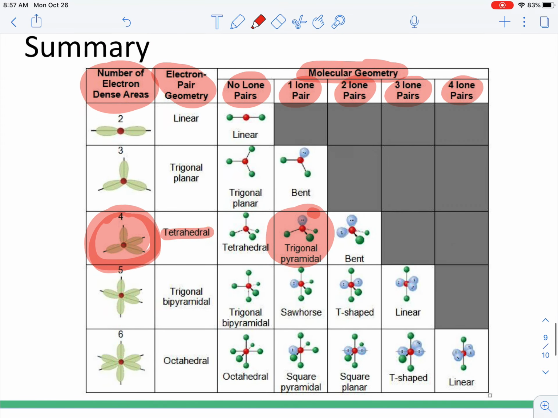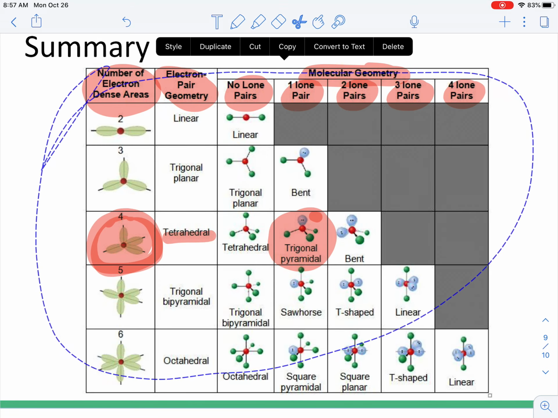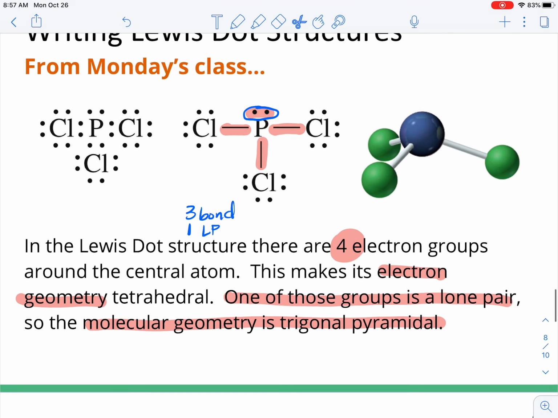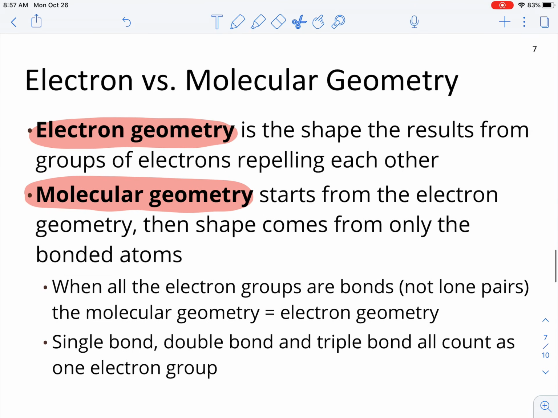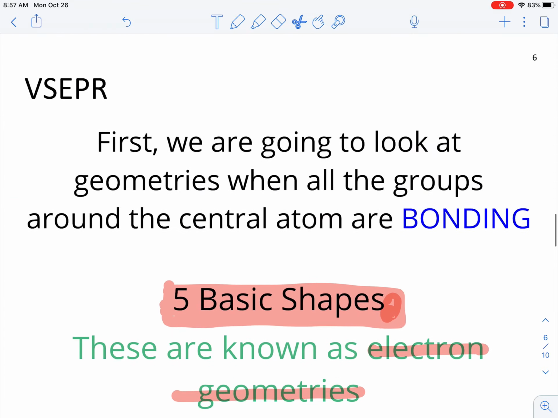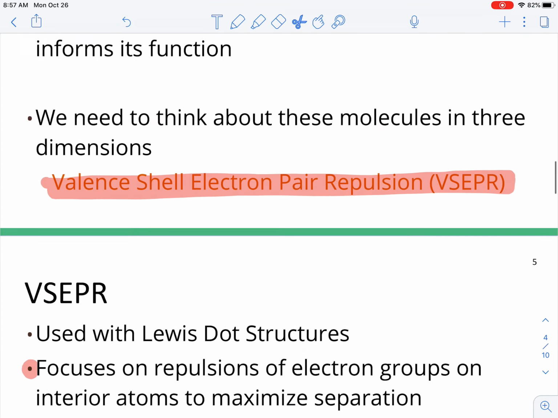All right, so on a test or a quiz, you'll have to remember these different shapes, but we'll get some more practice in before then. All right, hopefully that helped. And we will do a lot more practice with determining electron and molecular geometry, so you become more familiar with that.